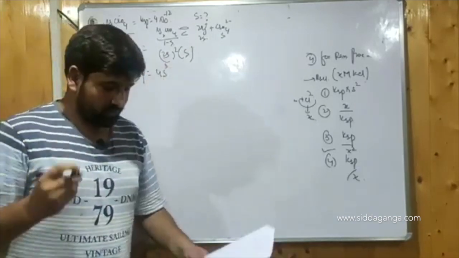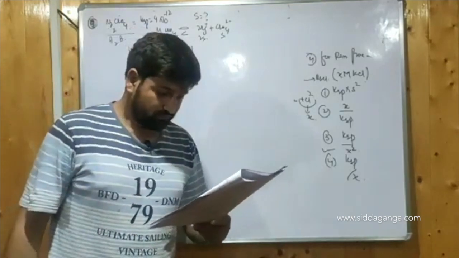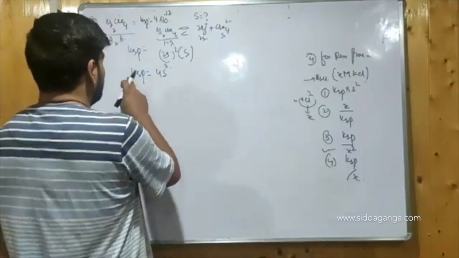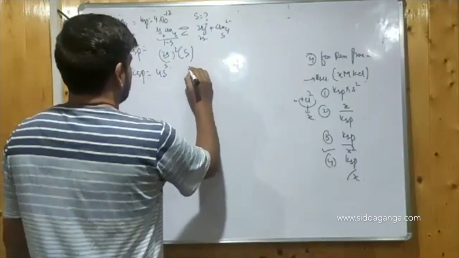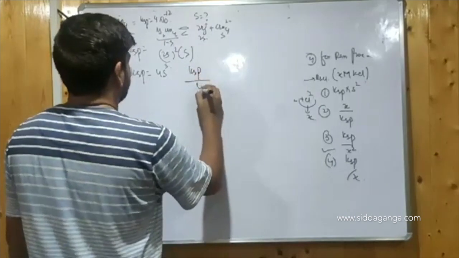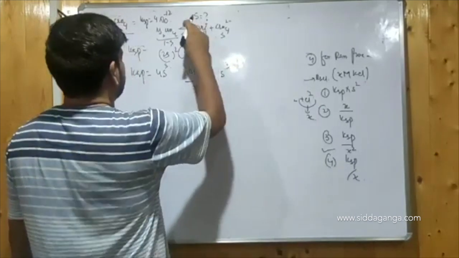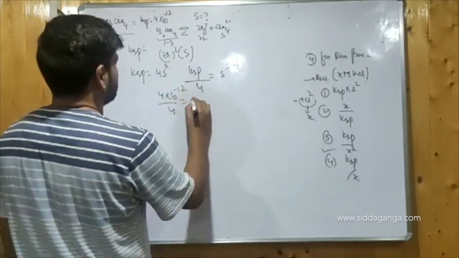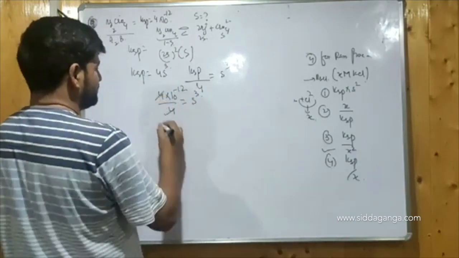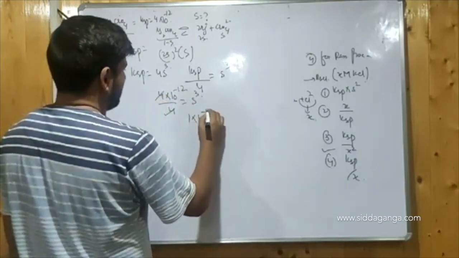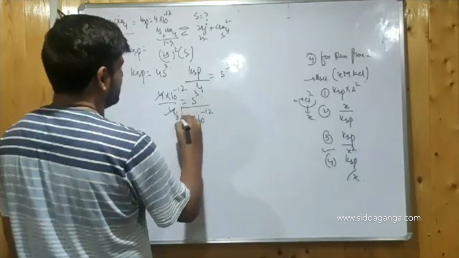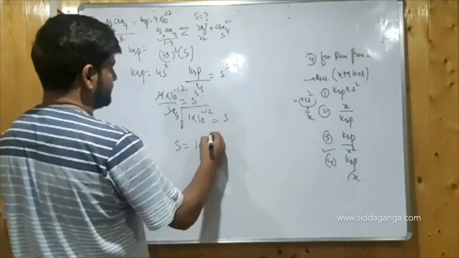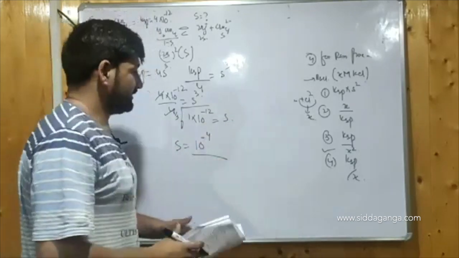Am I clear with the thought here? So what do you need to find out? We need to find the molar solubility of the salt. Very simple. We have to find the S value. So Ksp divided by 4 equals S cube. What is Ksp? 4 into 10 to the power minus 12, divided by 4, equals S cube. Am I right here? So this will be 1 into 10 to the power minus 12, and the cube root of this will be equal to S. So S will be 10 to the power minus 4. So solubility is 10 to the power minus 4.